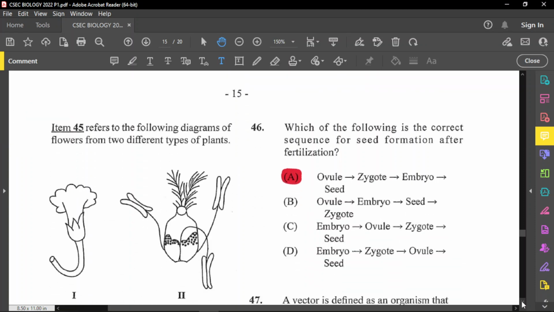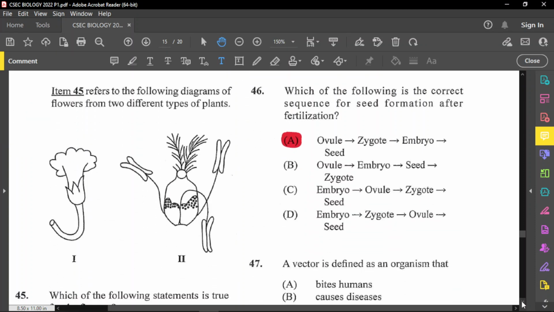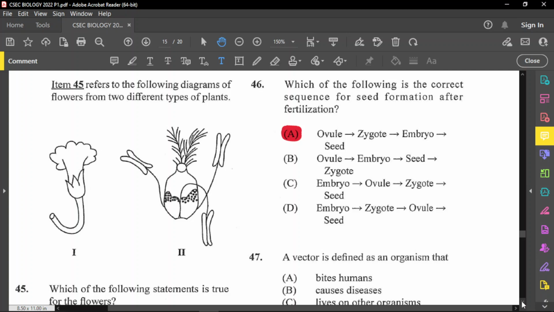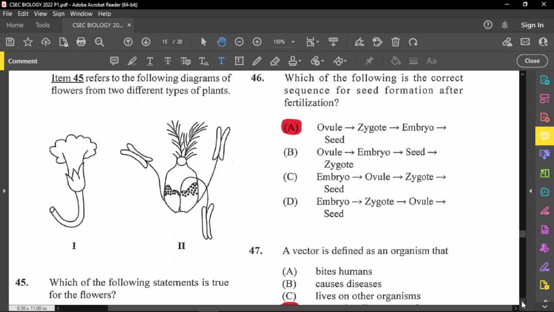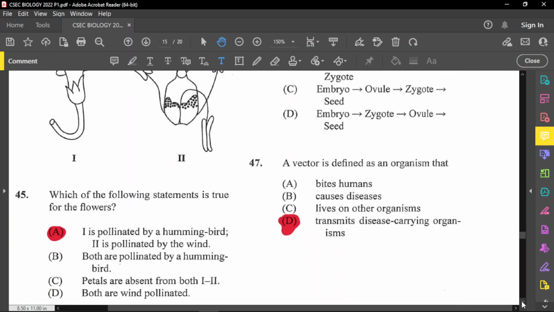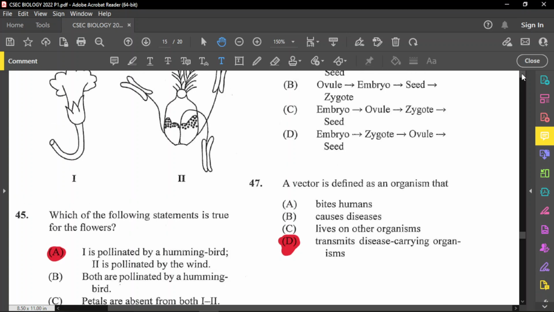45. The 45 refers to this diagram, and we have a plant, 2 flowers really, flower 1 and flower 2. And 45 asks now which of the following statements is true for the flowers. Again, if you notice the flower carefully, flower 1 is pollinated by hummingbirds, so we could take that, or insects too, because based on the shape, they have to go inside of the flower, right? So it normally will be brightly colored. It's not shown in color right here, but definitely for insects or animals, right?